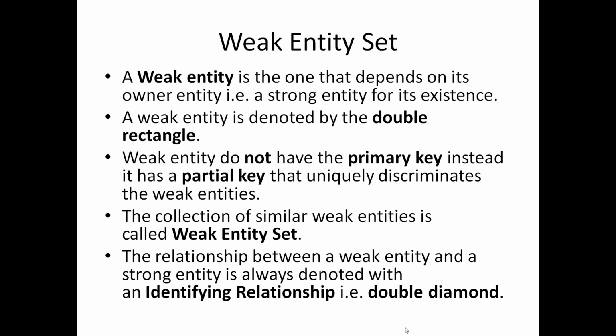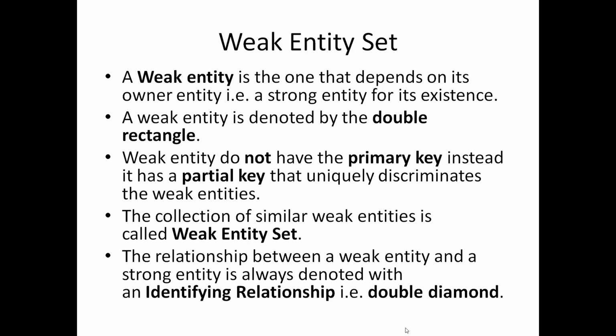We talked about the customer and the loan, right? A weak entity is denoted by the double rectangle that we looked at in the last slide. Weak entities do not have the primary key. Instead it has a partial key that uniquely discriminates the weak entity. So as I mentioned, the loan number can't exist on its own. It has to be identified using the customer number, like which customer ID has which loan number. So that's where this partial key of uniquely discriminating the weak entity comes into the picture.